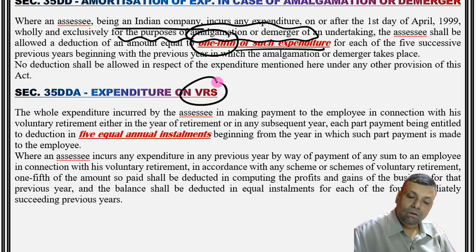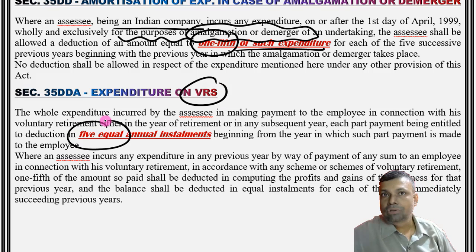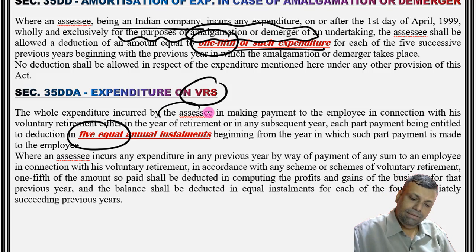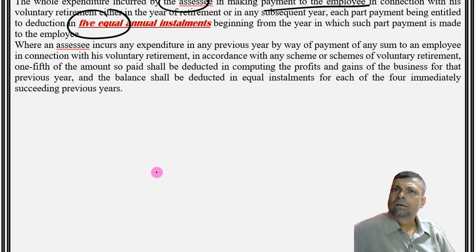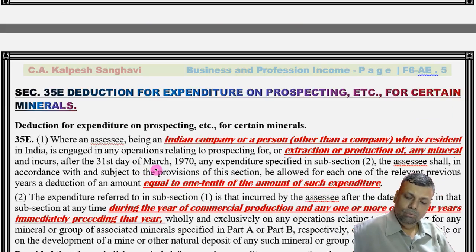Any expenditure on VRS, again we have 5 equal installments. VRS is a voluntary retirement scheme. If the assessee has incurred any expenditure by making payment to the employees under the scheme of voluntary retirement, then you have 1/5, 5 years amortization, finish. No big deal. So these are the basically qualifying kinds of expenditure, and you have to amortize them.